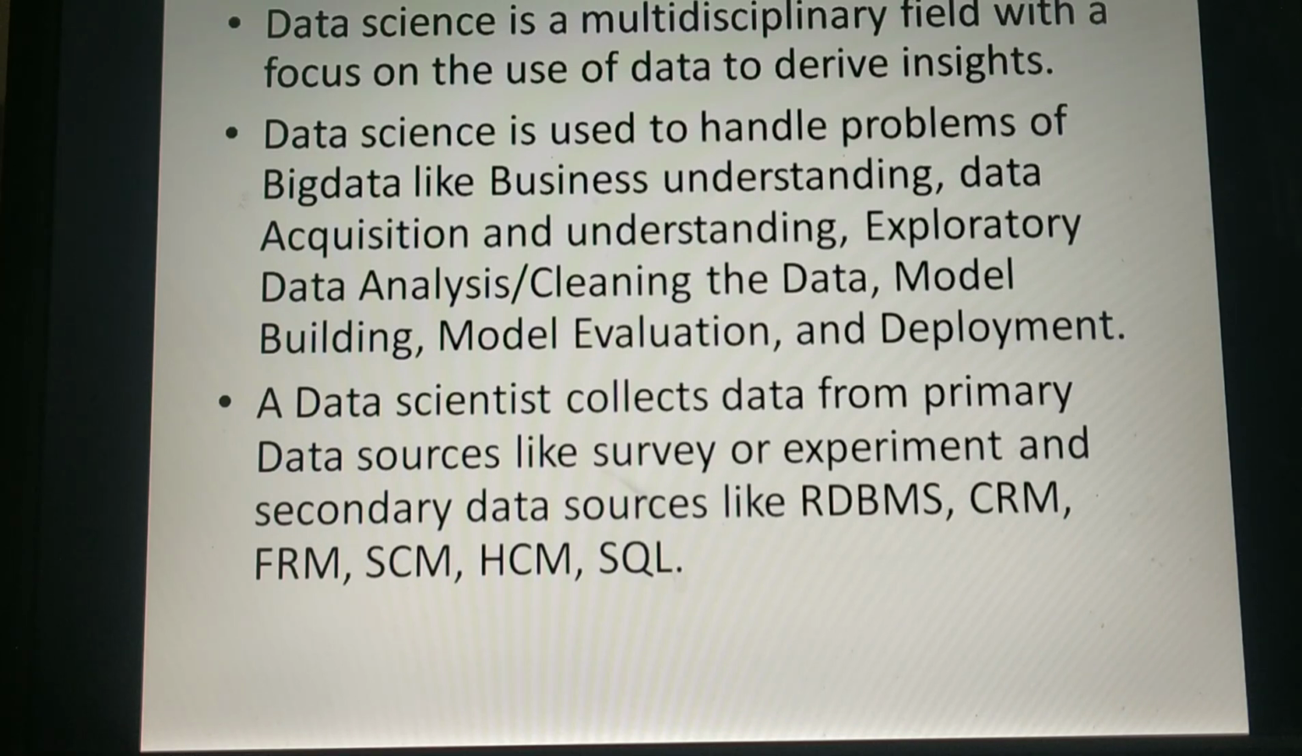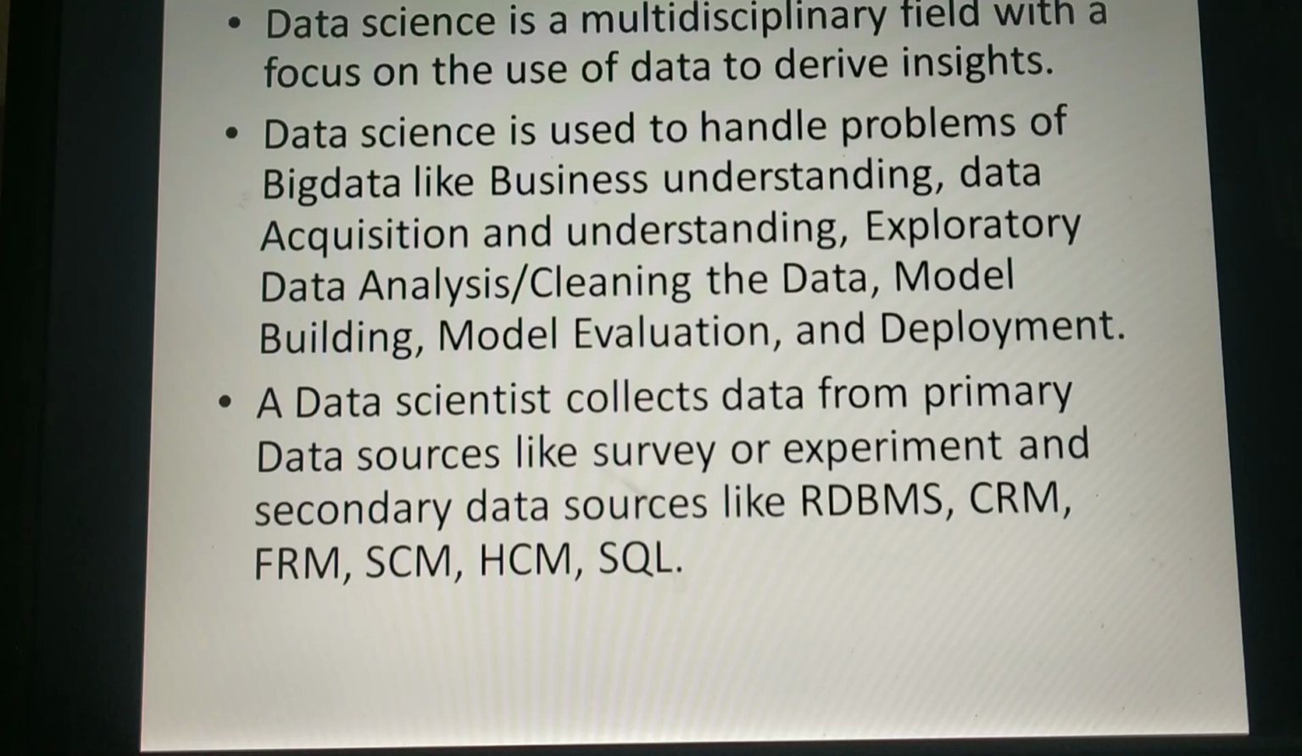Data scientists use techniques like statistical modeling, hypothesis testing, data visualization, and machine learning to access the data from the database. Clear? So, data science is used to handle problems of big data like business understanding, data acquisition, and understanding.